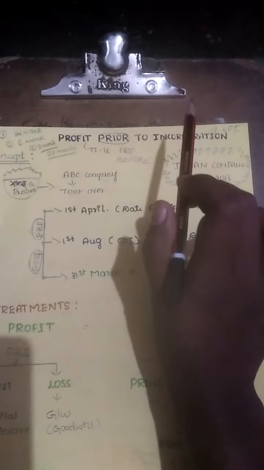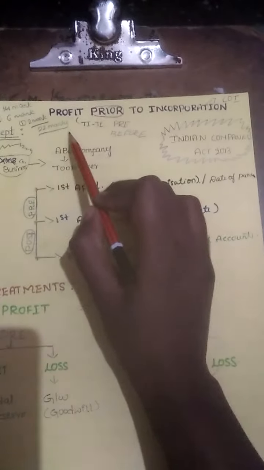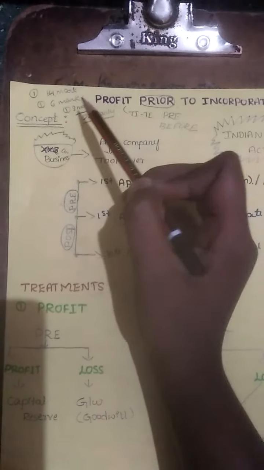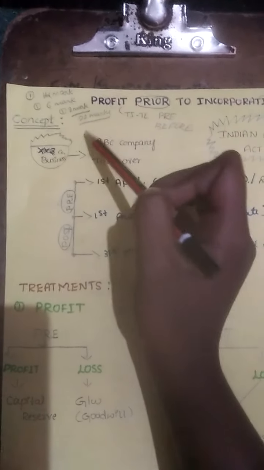In this lesson, you will score 22 marks. One 14-mark question, one 6-mark question, and one 2-mark question will arise in your exams. We have to understand this concept broadly.